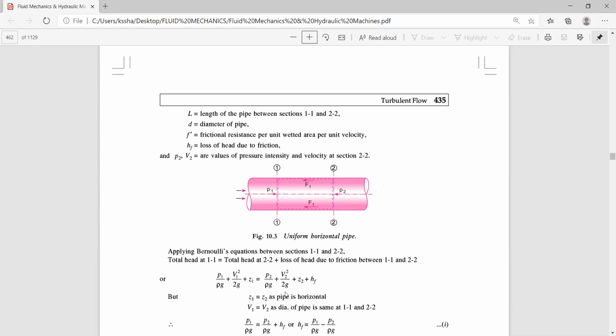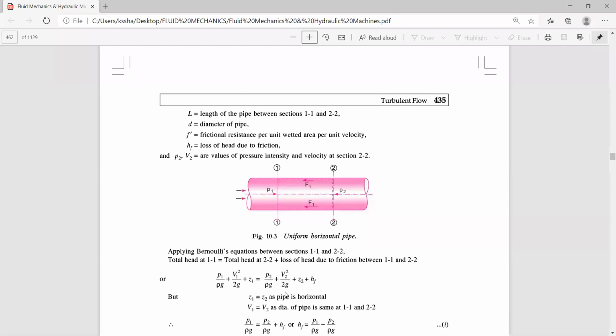It is total head at 1-1 is equal to total head at 2-2 plus loss of head due to friction between 1-1 and 2-2. What we are saying is total head at section 1-1 is equal to total head at section 2-2 plus loss of head due to friction between 1-1 and 2-2. That is, the summation of pressure head P1 by rho g plus V1 square by 2g velocity head plus datum head is equal to the sum of pressure head, kinetic head and datum head at section 2-2 plus loss of head due to friction, which is given by HF.